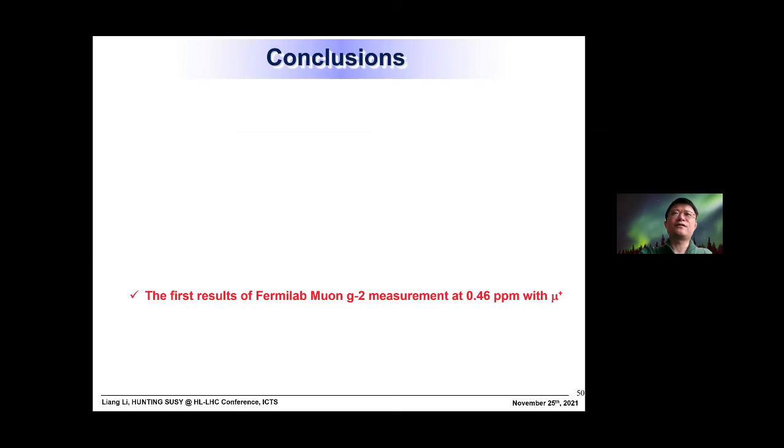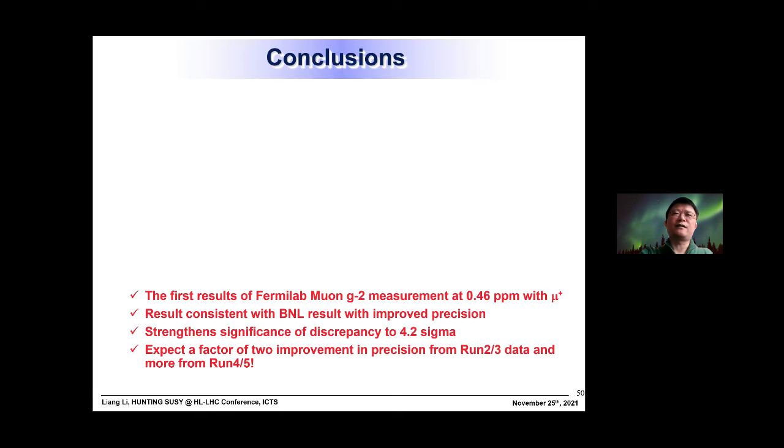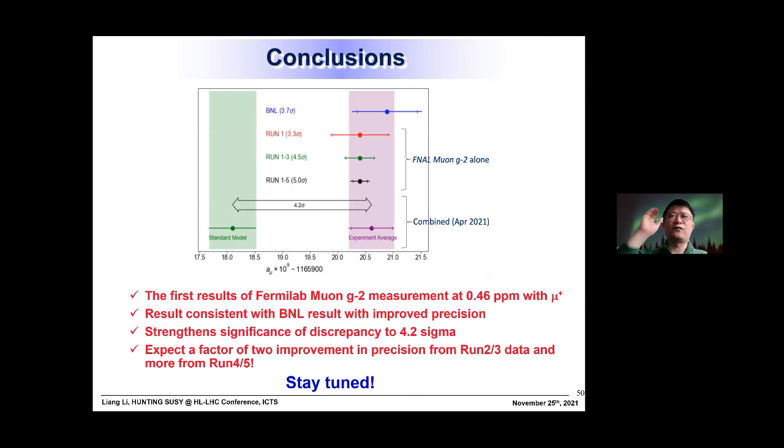So the conclusion is, right? This first measurement is done with 4.46 ppm, right? And we have consistent results with BNL. And it goes to 4.2 sigma, and then we expect a 2-fold improvement when we combine Runs 2, 3, and then from 4, 5. So stay tuned. Once we have this, we have the potential to reach 5 sigma when we combine all of these. So thank you very much. Sorry for taking a lot of time here.